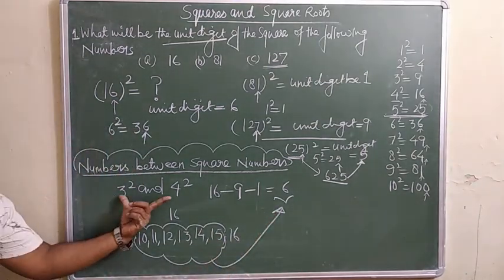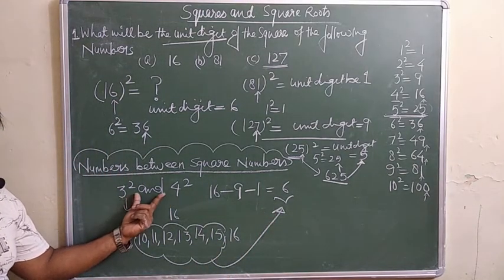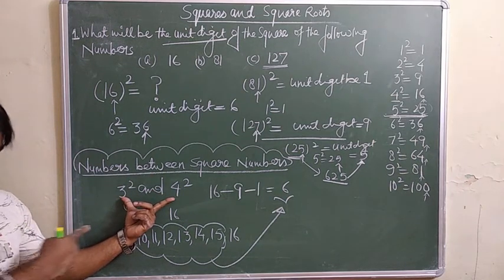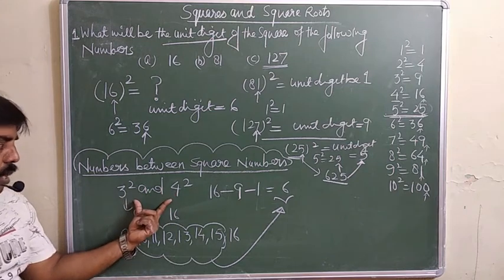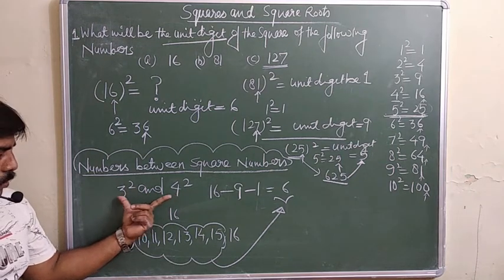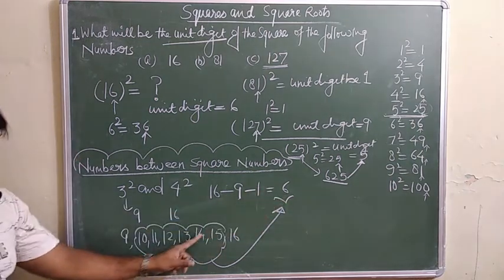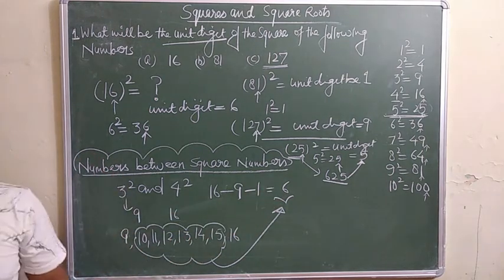So अगर any two consecutive numbers' squares are there, and you want to know how many numbers are lying between them, just do the square of both the numbers, take the difference and subtract 1. Whatever you will get, उतने ही नंबर उनके बीच में होंगे. Have a look.